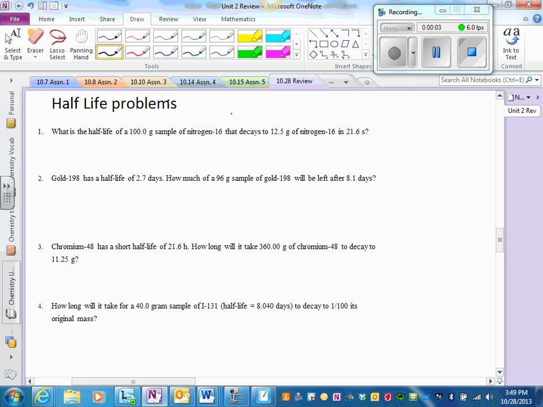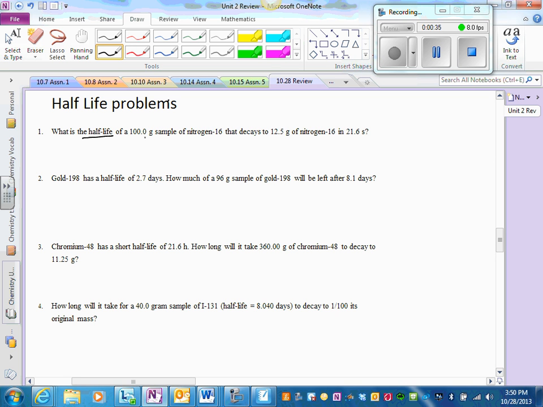Half-life problems are generally best solved by writing out what you know and then trying to use that information to find whatever other little pieces of information you need in order to get the required information. So in this question it asks, what is the half-life of a 100-gram sample of nitrogen-16 that decays to 12.5 grams of nitrogen-16 in 21.6 seconds?